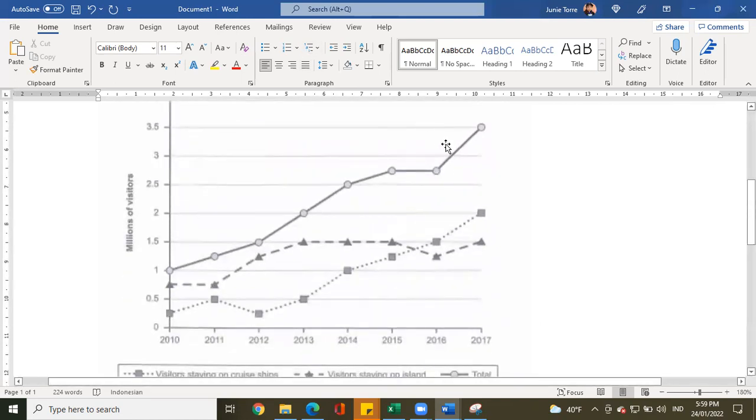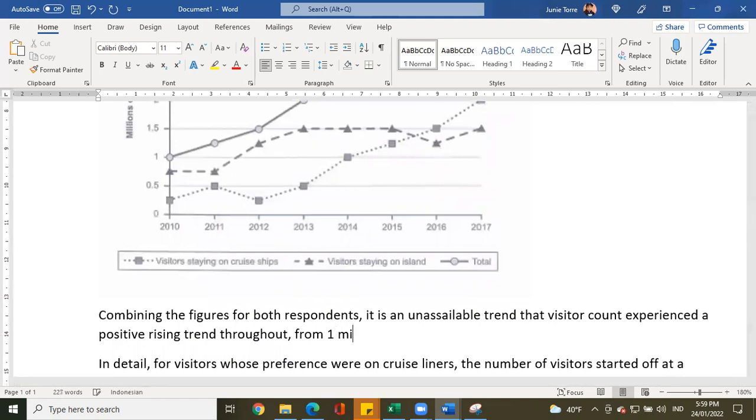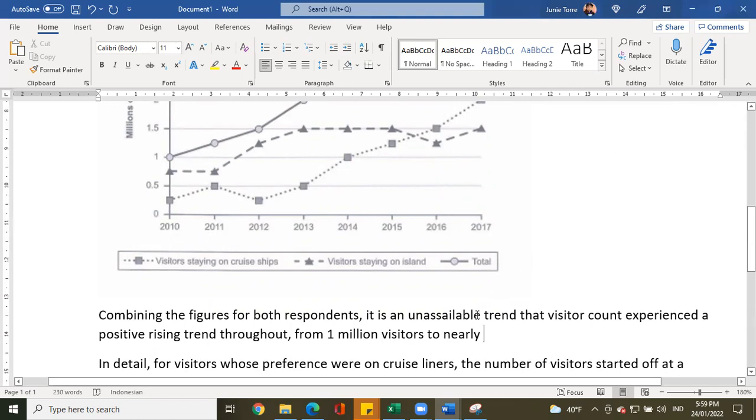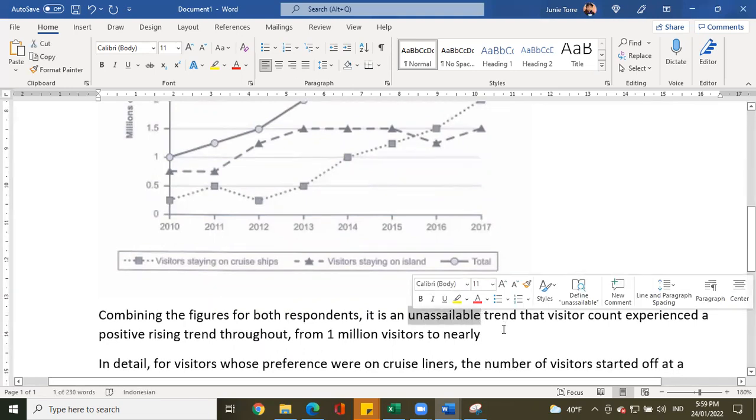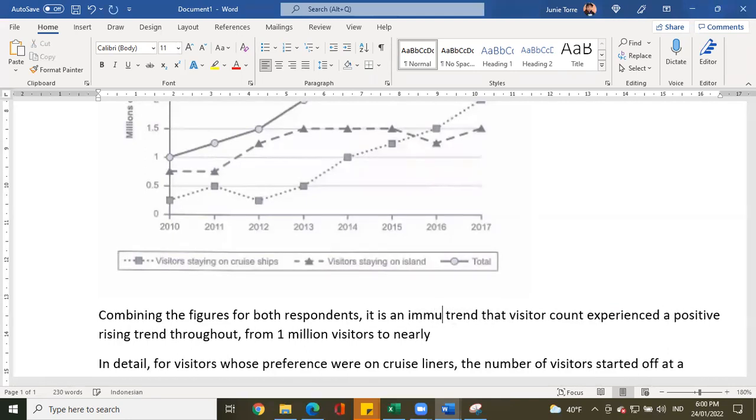Most especially, here we are. Let's put the numbers. From 1 million to nearly 3 million. From 1 million visitors to nearly 3 million. Guys, what word is this? Look. It's in the word of the day. Unassailable. I forgot. I want to use that word, guys. I'll use it in my speaking test. Immutable, is that the word? Immutable. It is an immutable trend.